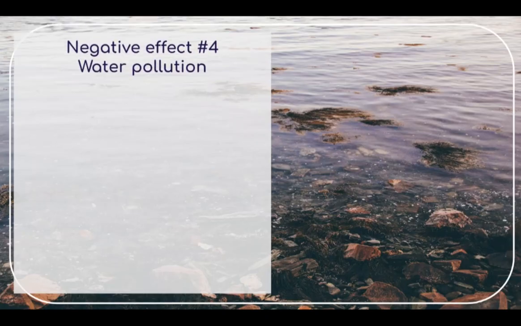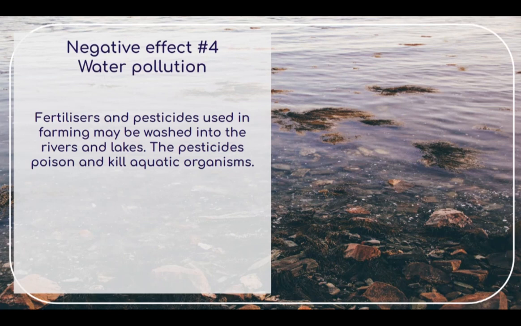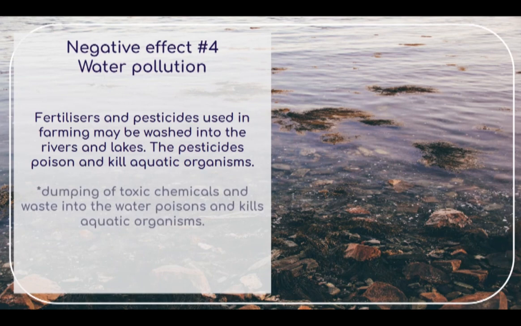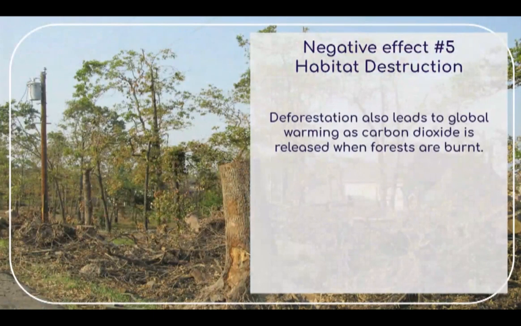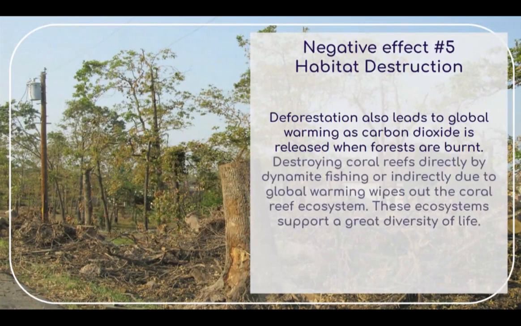Water pollution. Fertilizers and pesticides used in farming may be washed into the rivers and lakes. The pesticides poison and kill aquatic organisms. Habitat destruction. Deforestation destroys habitats and kills the organisms living in the forest, and also leads to global warming as carbon dioxide is released when forests are burned and there are fewer trees to absorb carbon dioxide in the air. Destroying coral reefs directly by dynamite fishing or indirectly due to global warming wipes out the coral reef ecosystem. These ecosystems support a great diversity of life.